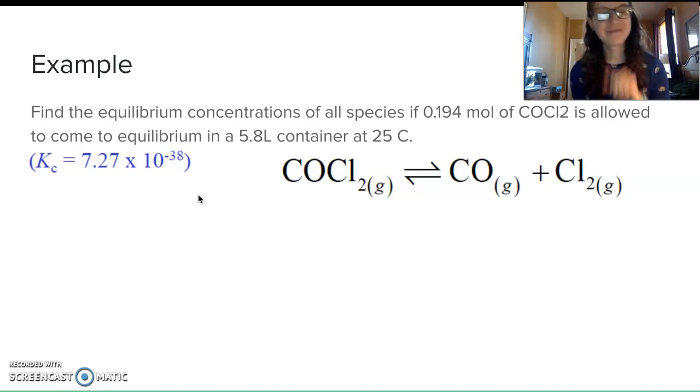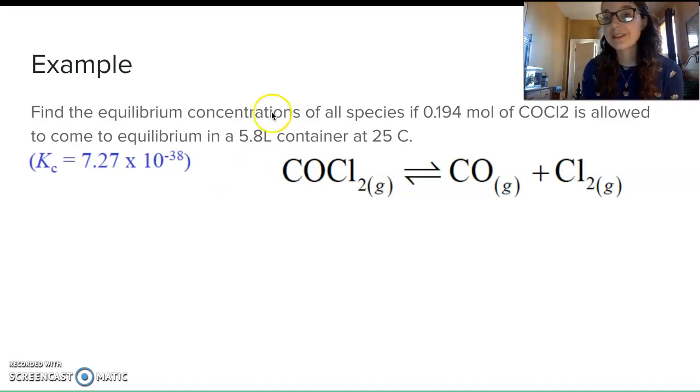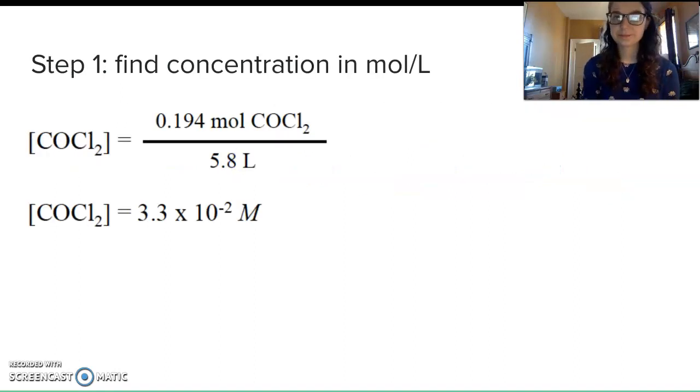But we're not there yet. The first step for this problem is that we're not actually given concentration. We are given the moles of COCl2, our reactant, that is present in 5.8 liters. So we're not explicitly given our concentration. What we're going to have to do is find concentration.